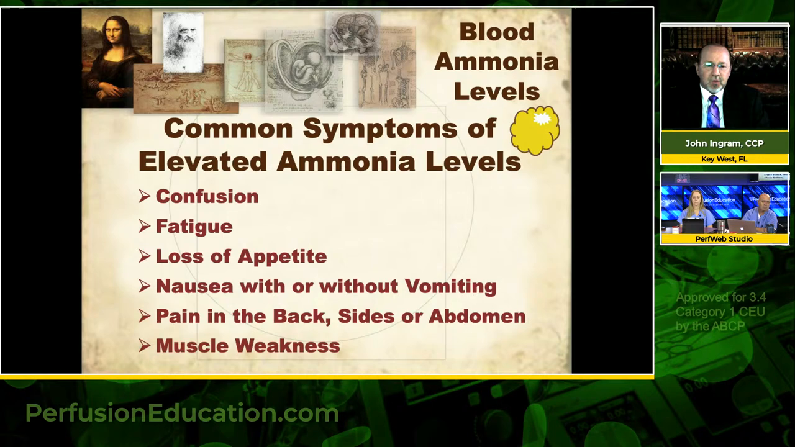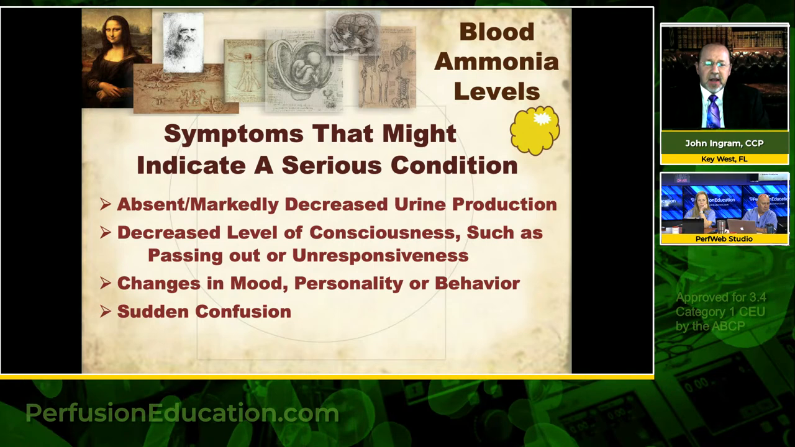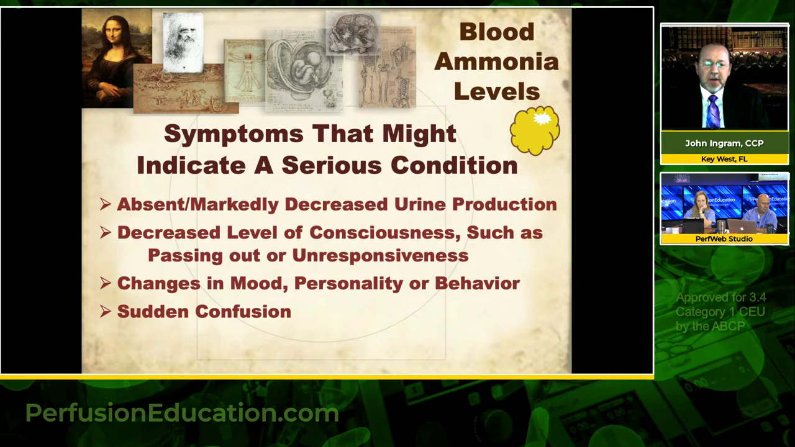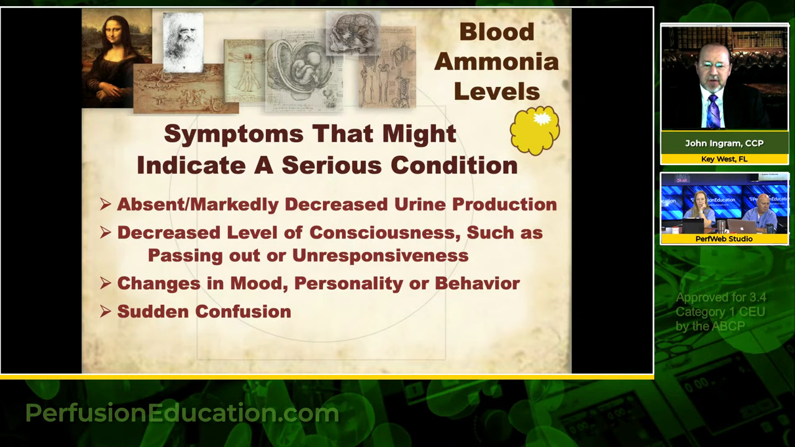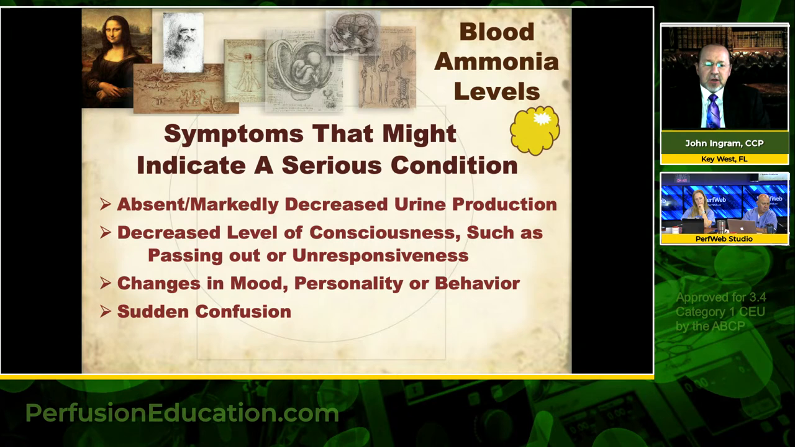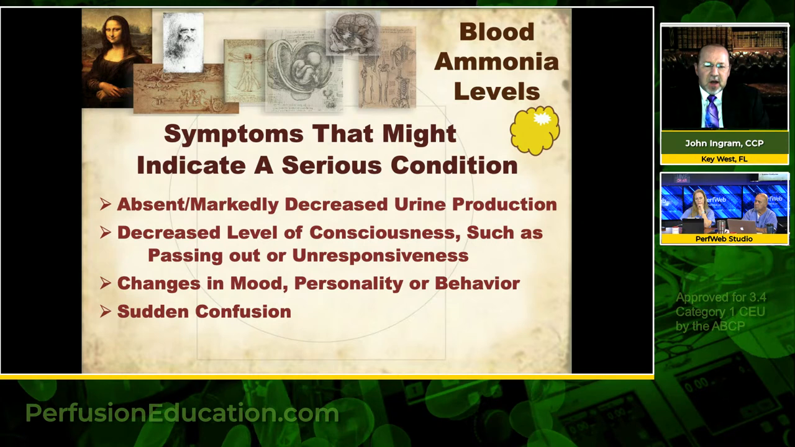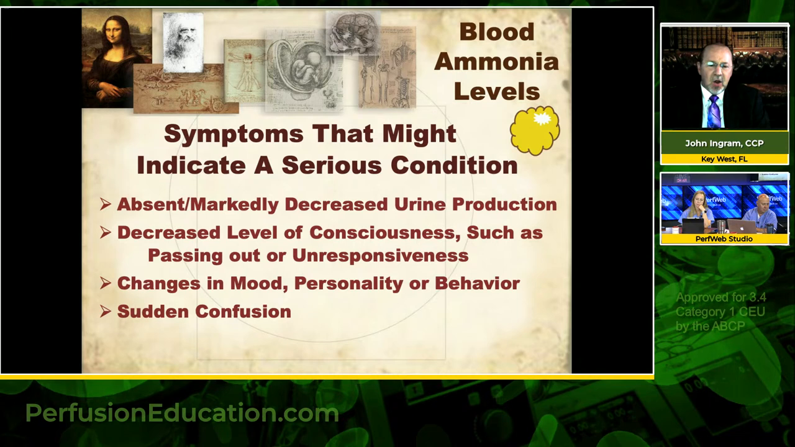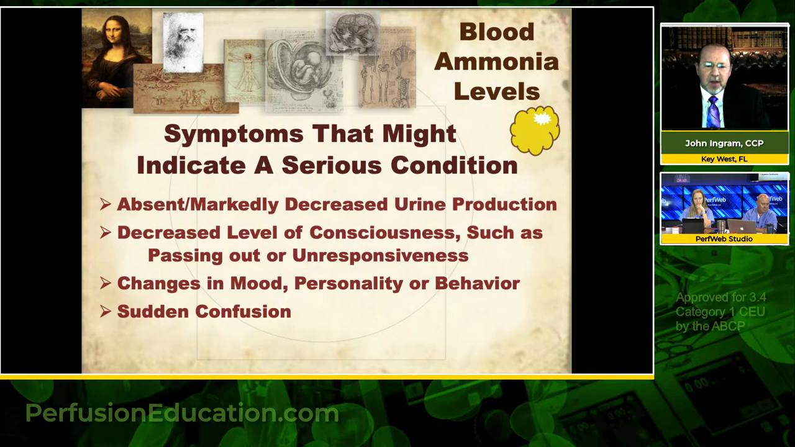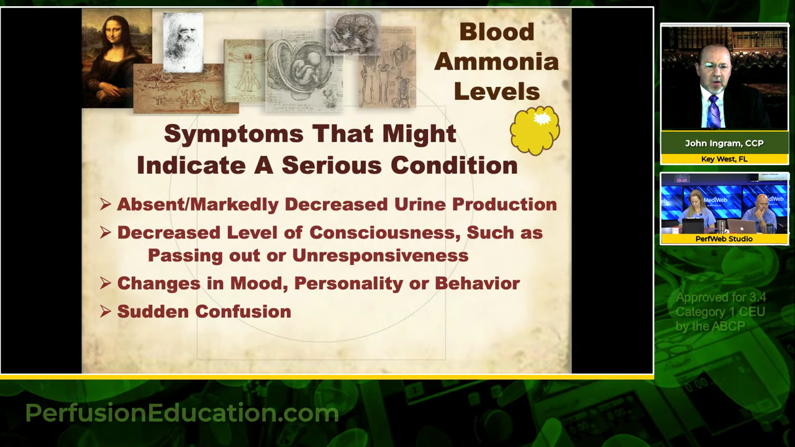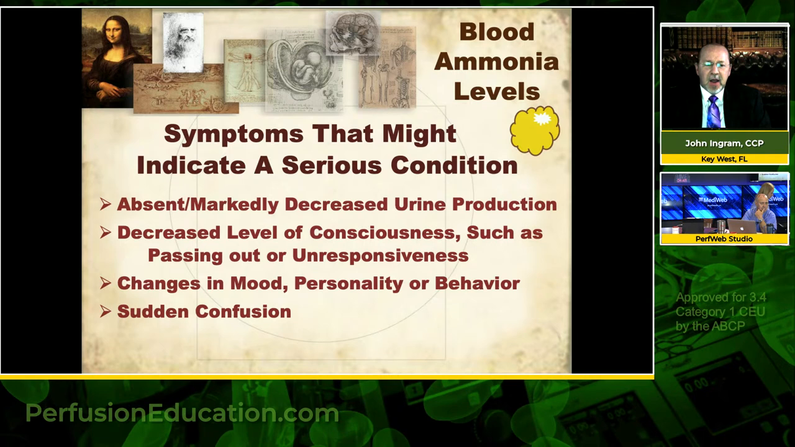Now, symptoms that might indicate a serious condition are absent or markedly decreased urine production. You're also going to see decreased levels of consciousness, things like passing out or unresponsiveness, and changes in mood, personality, or behavior. You know, the person is not themselves. Their personality is not normally like this, and they have these strange mood changes and strange behaviors. The family will usually pick up on this, or the bedside nurse, pretty acutely. Sudden confusion for no reason also. And these are all indications of the high ammonia level crossing the blood-brain barrier and affecting your neurostatus.